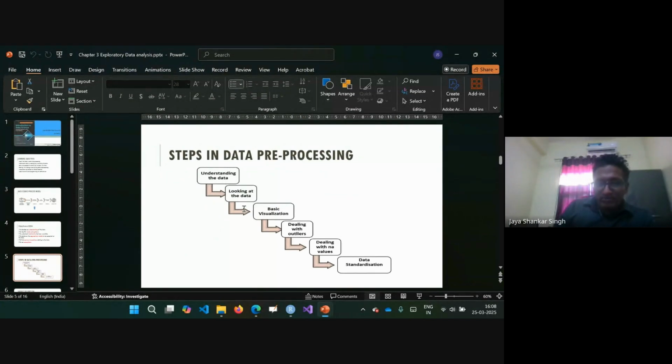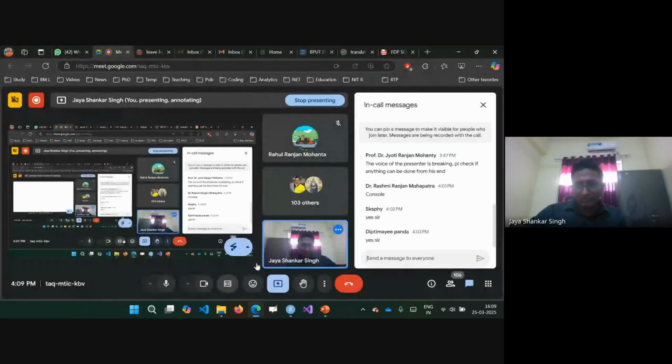In data pre-processing, what happens? You first try to understand the data, look at the data, visualize it, deal with the outliers. Outliers क्या होते हैं? Then you deal with the NA values, and finally your cleaning is done, the pre-processing of the data is done, data standardization has happened. Outliers क्या होते हैं? Anyone? Anyone has any idea about outliers?